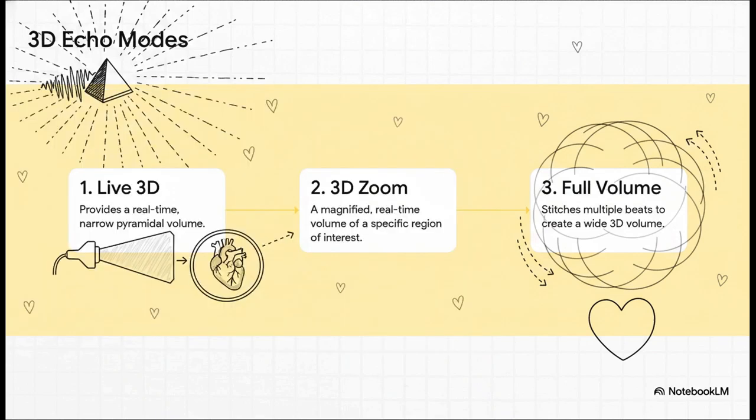3D zoom is incredibly powerful. It lets you draw a box around a specific area, like the mitral valve, and see it in a magnified real-time 3D volume. Surgeons love this for planning repairs. And finally, full volume mode acquires data from several heartbeats and stitches it all together to create a large, beautiful 3D dataset of an entire ventricle or valve, though you do sacrifice that real-time capability to get it.